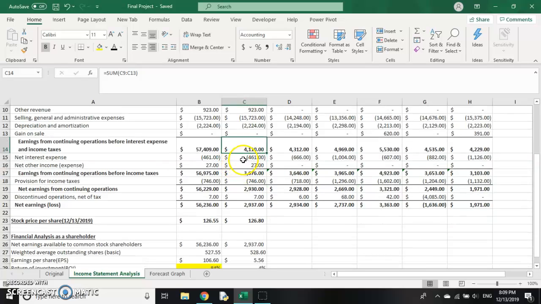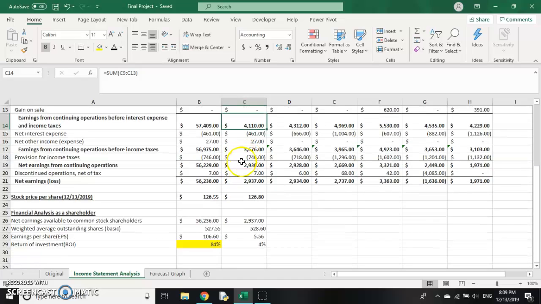And followed by calculating the earnings before tax, or after interest, by subtracting the interest expenses. Then the earnings after tax. At the end, we have net earnings per share.